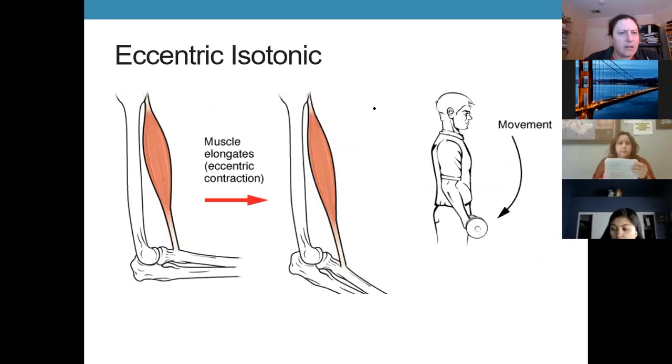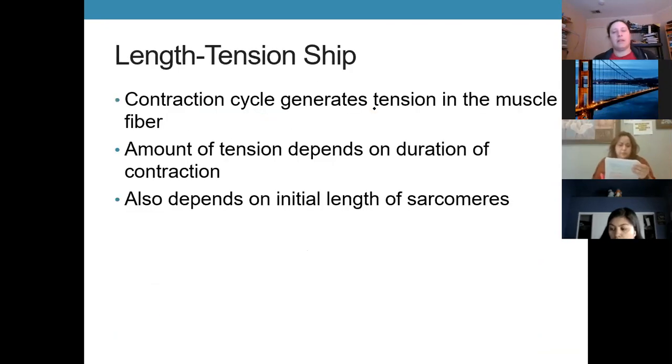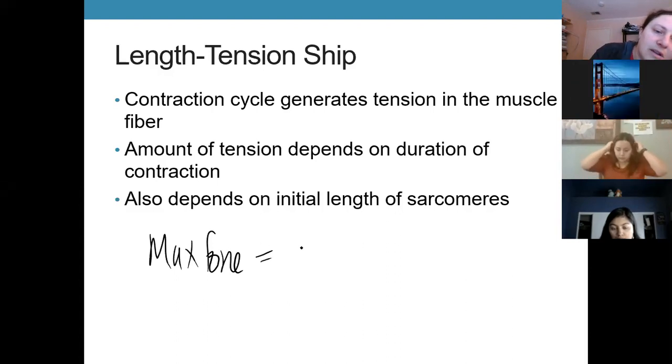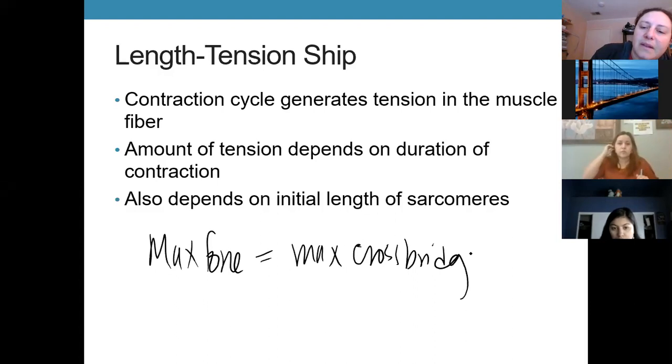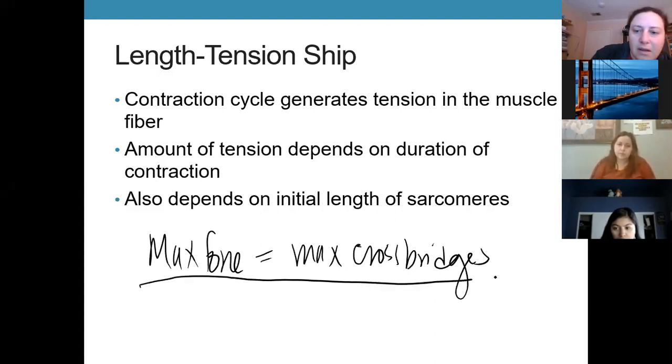Okay, and we talked about this a bit. Let's go over here to our length tension relationship. The length tension relationship is a little bit weird, but it's all about cross bridges still. Because the amount of force generated requires cross bridges, max force is going to be achieved with the maximum amount of cross bridges. That's where we want to start with this.